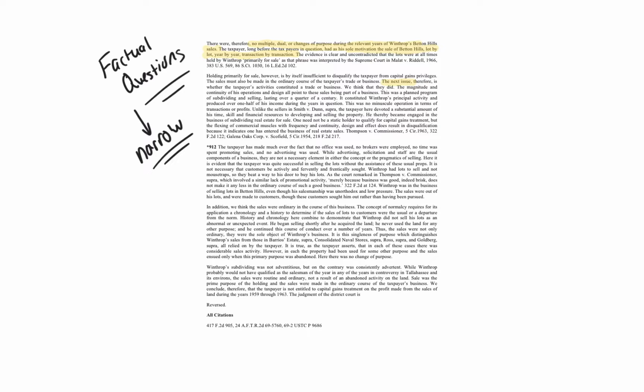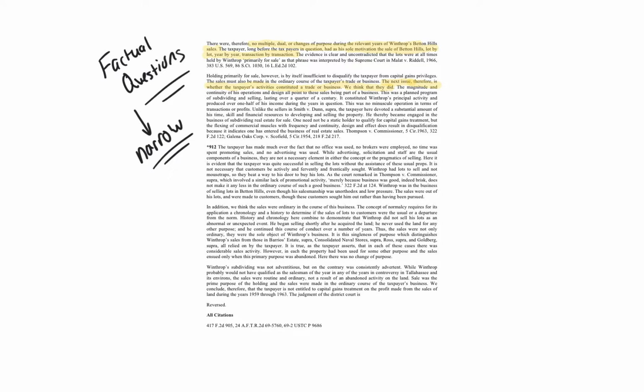So the next issue, therefore, is whether the taxpayer's activities constitute a trade or business. The court held that it was primarily for sale to customers. That was the intention. So from that we take, okay, there are factual intentions of what they planned to do, what types of activities they did on the property, those types of things. Now we're looking at whether they were in the trade or business of being a real estate developer or broker. We think that they did. So they're telling you what they think, and the court is going to explain its rationale.